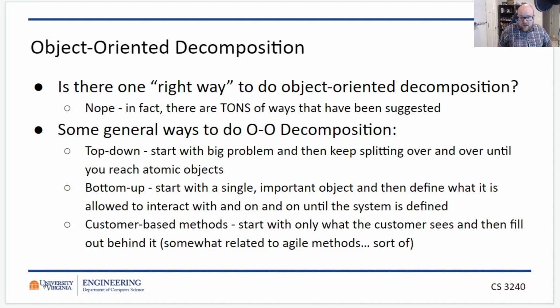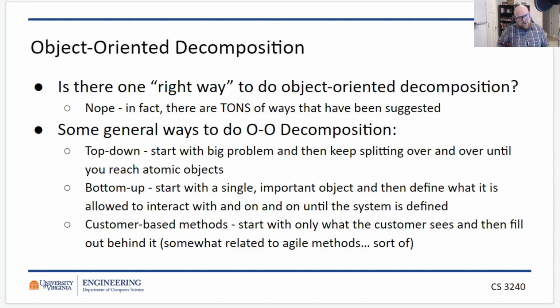So some general ways to do it is we can do a top-down approach. We take the big problem, we split it up into smaller problems, split it up into smaller problems, until we reach atomic objects, individual entities. Another way, though, is bottom-up, and we start with one single important object. And then from there, we build the system up around that. We define what that individual important object is allowed to interact with, and then from there we take the objects we created, what are they needing to interact with, and so on. So we don't always have to go top down. Sometimes it can make sense to go bottom up.